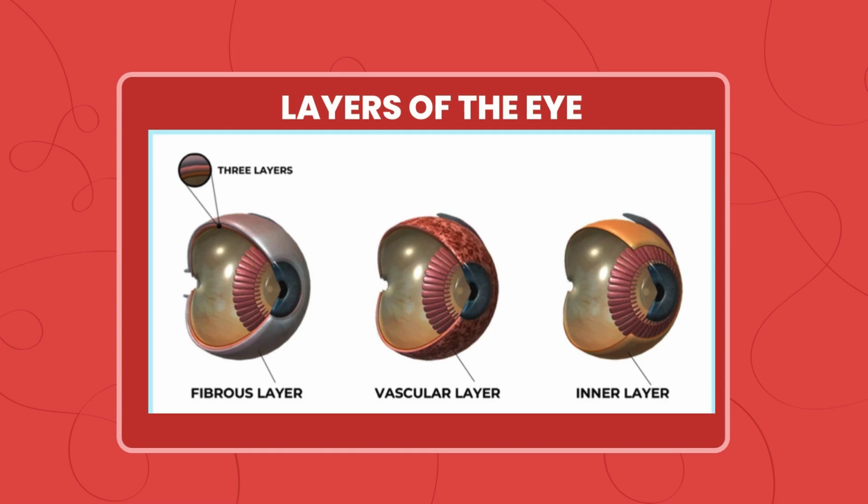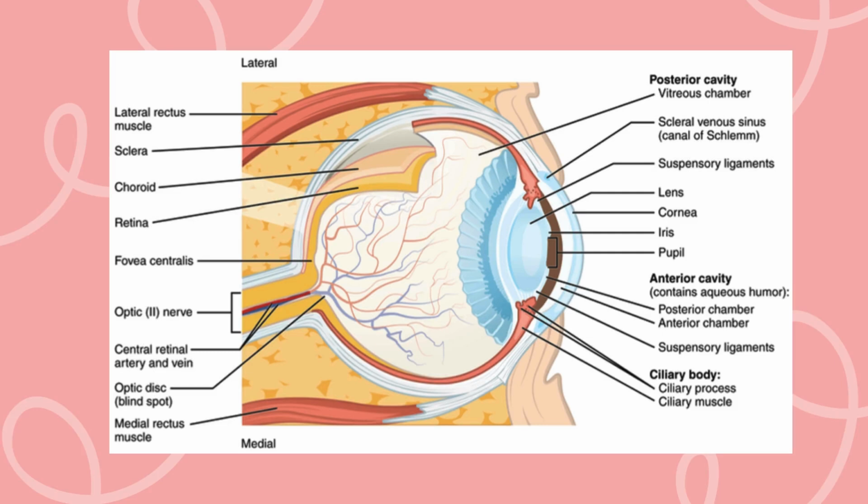So this is basically the innermost layer, which is the retina, and it's like the film in a camera. So it captures the light and it converts it into electrical signals that are then sent to the brain. And yeah, that's basically an overview of the layers of the eye.